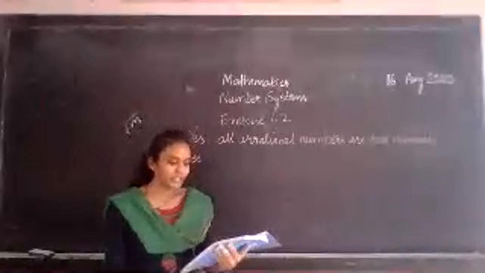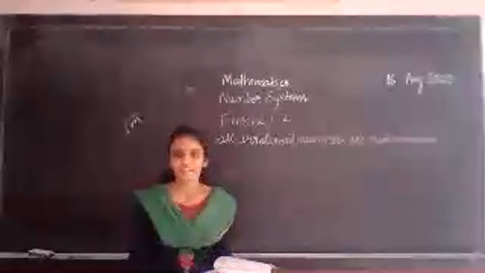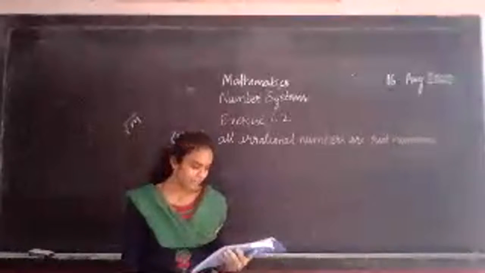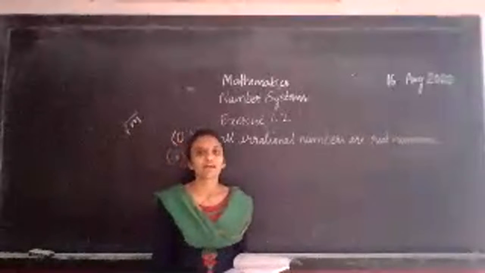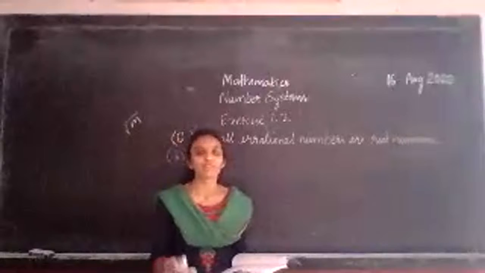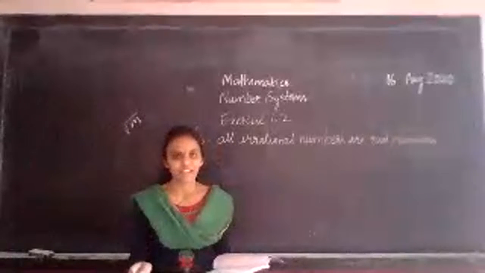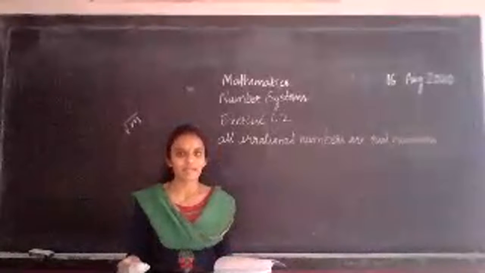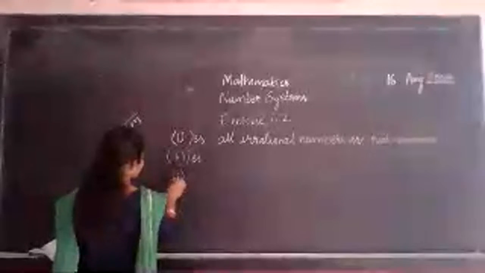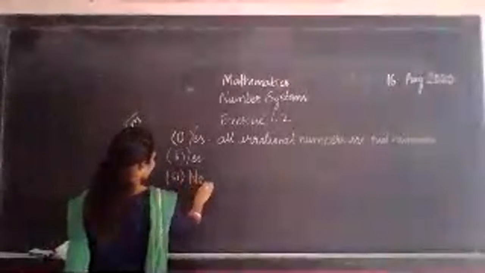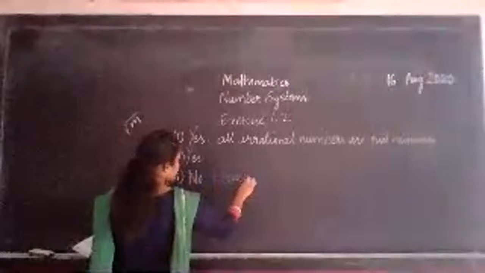Then the third question is: every real number is an irrational number. Is it true? No, the answer is no, because real numbers are made up of both rational and irrational numbers. So every real number cannot be an irrational number. Some real numbers are also rational. So the answer for the third question is no, because we can give any one example.